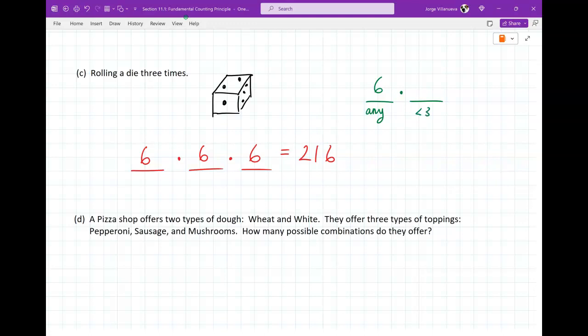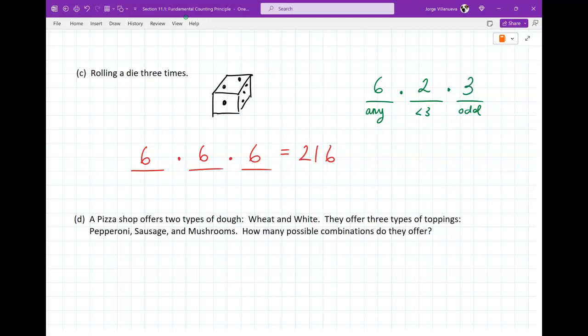The next one can be numbers less than 3. So I'm going to put less than 3. How many ways can that happen? 2, only 1 and 2, right? So 2 ways. And the next one, let's say an odd number. So there's 1, 3, and 5 only, right?